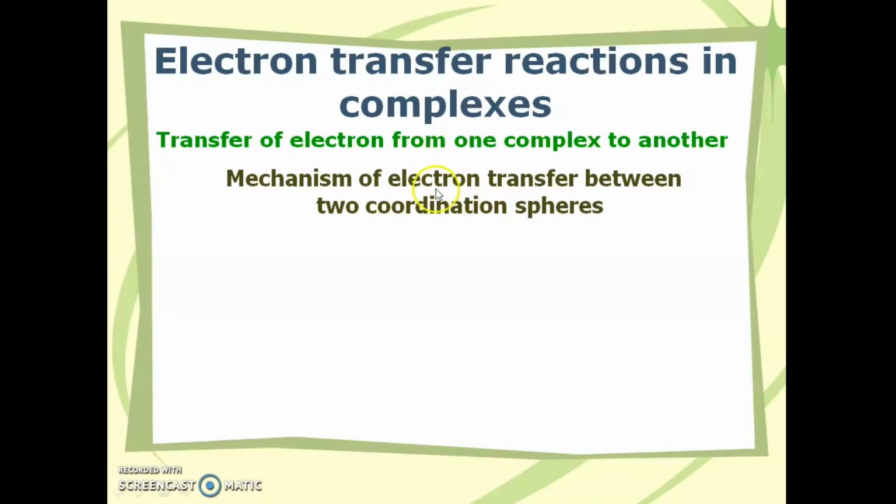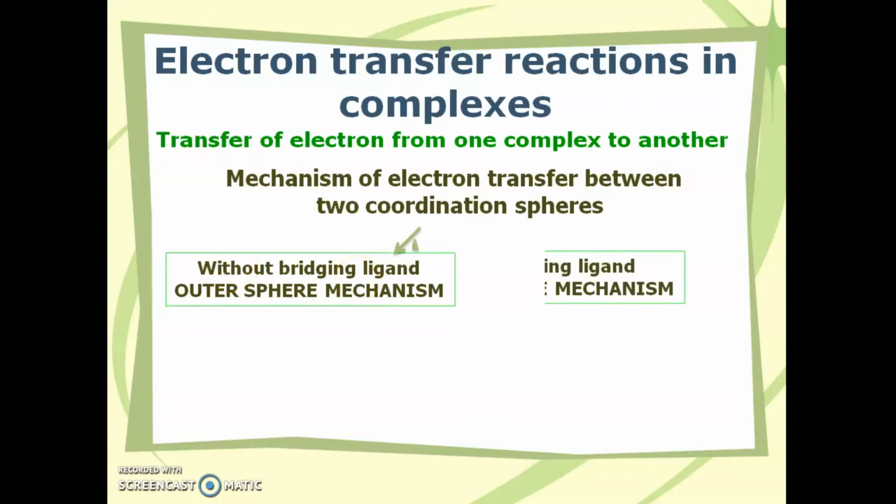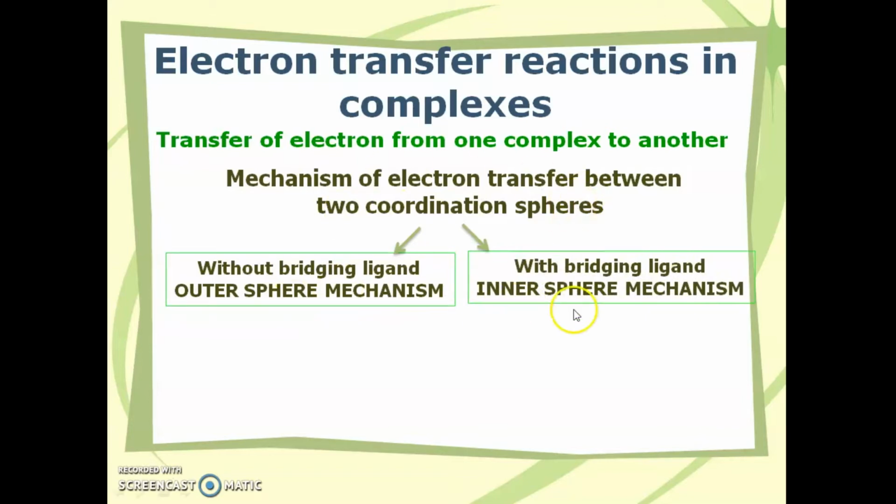The mechanism of electron transfer reaction between the coordination spheres is of two types. The first one is outer sphere mechanism or OSM. This takes place when there is mostly no bridging ligand. Then the next one is the inner sphere mechanism or ISM. Here the bridging ligand is mandatory.